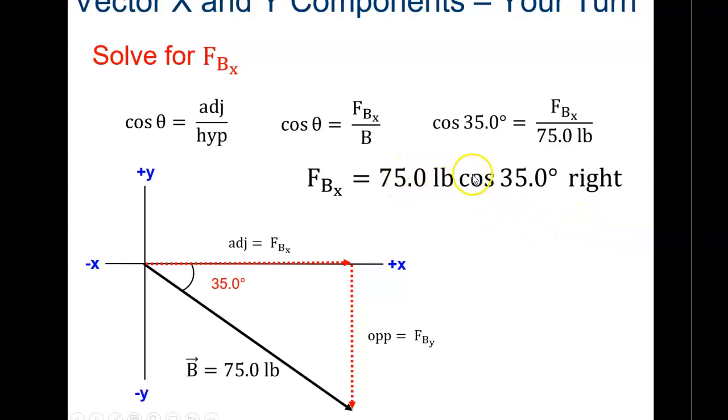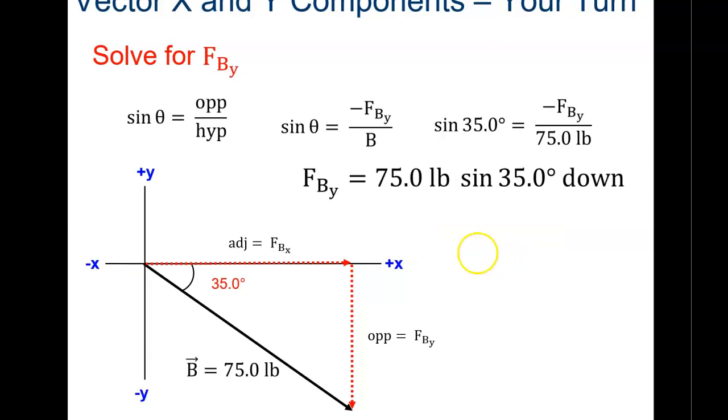Calculator, 75 times cosine, press it, and then close your parentheses after you enter 35. You should see 61.4. Pretty good? Okay, let's try the next one.